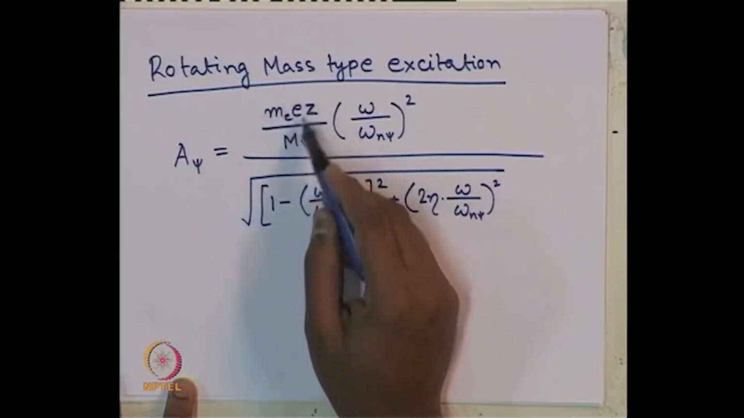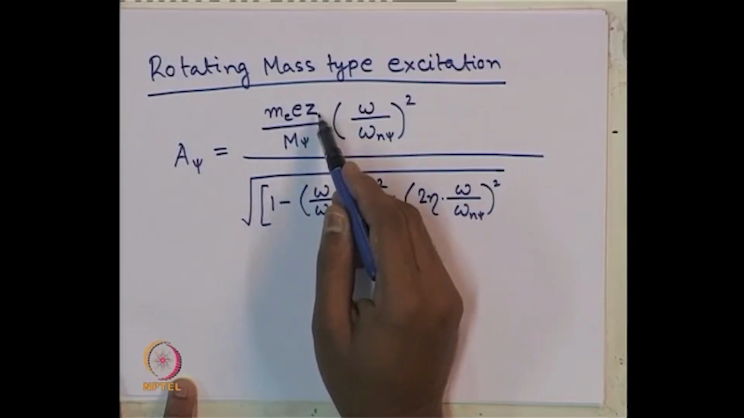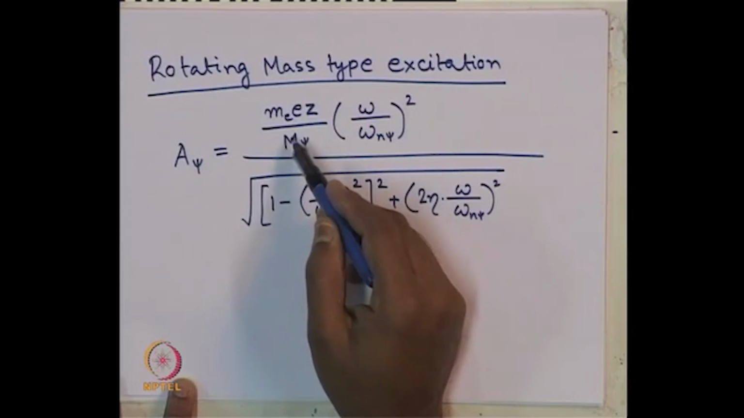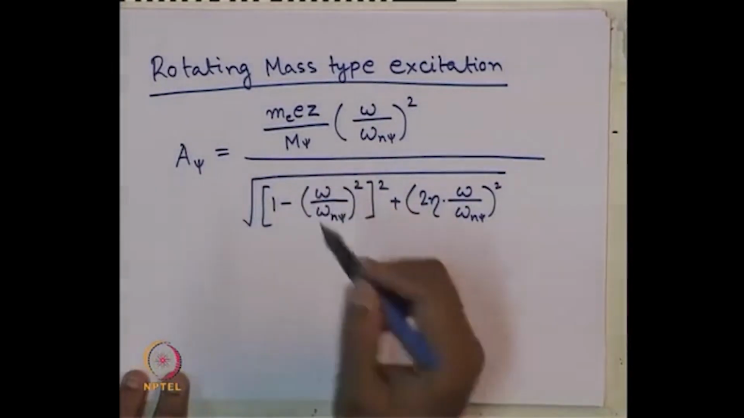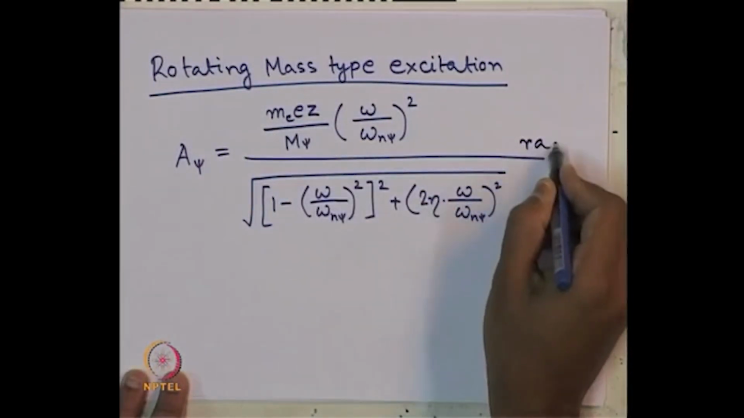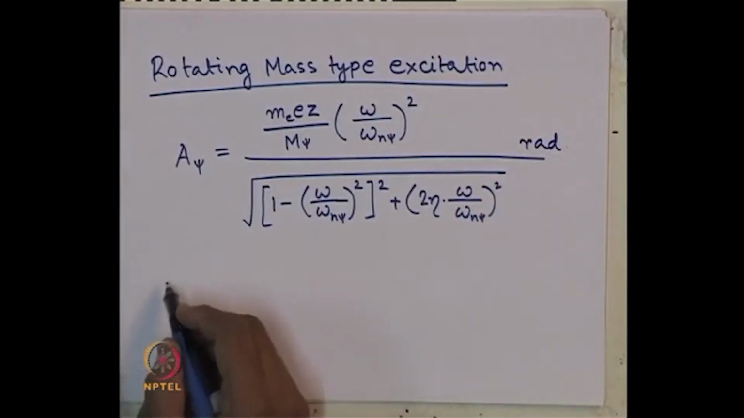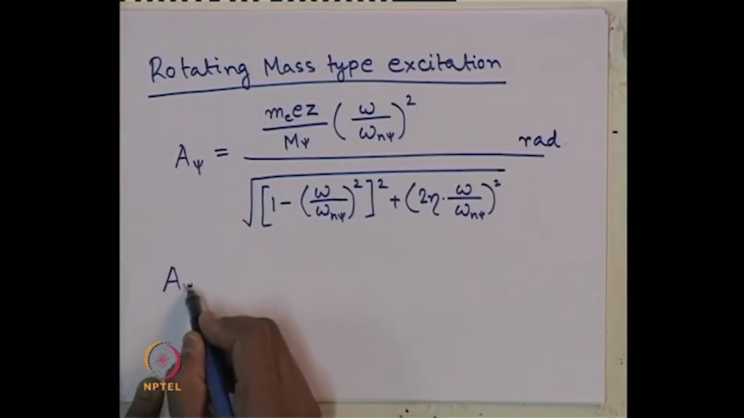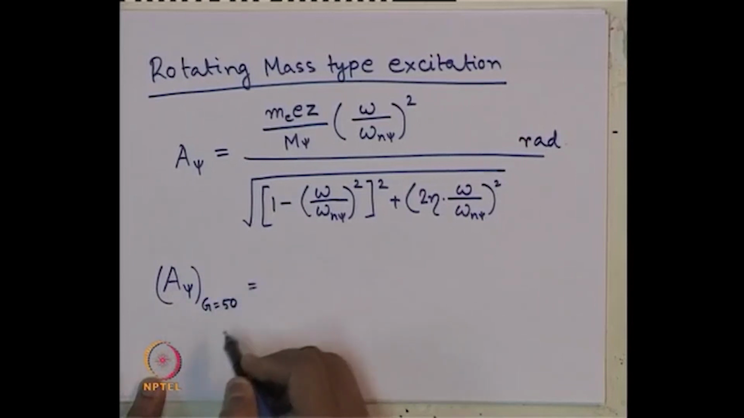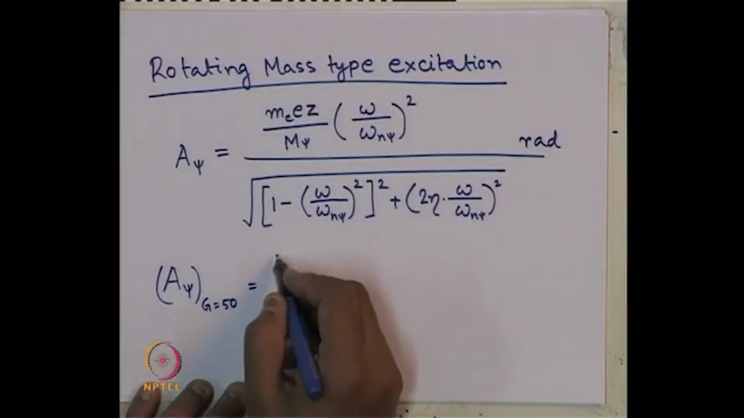We consider the eccentric mass is creating this much of moment with respect to its C g, and m psi we have already calculated, that is the mass moment of inertia. So, instead of mass, now mass moment of inertia has to be considered here. Again, the unit of this will be guided by this unit, which will come as radian. So, for the first type of soil, A psi for g equals to 50 kg per centimeter square, how will the calculation be done?